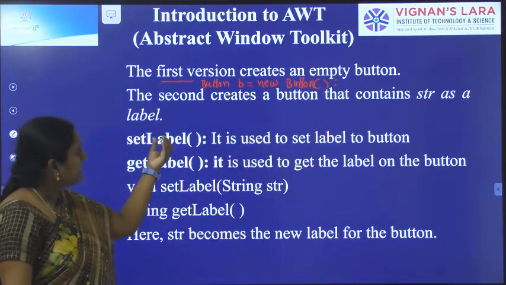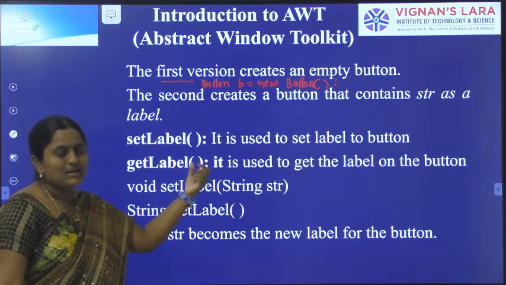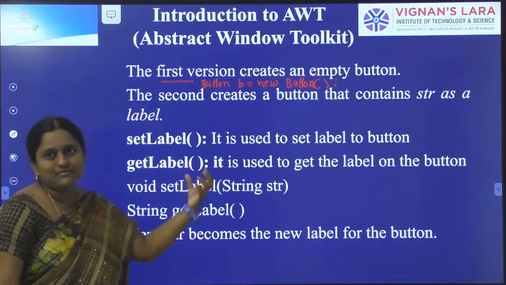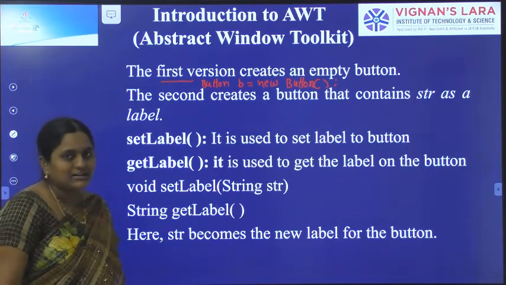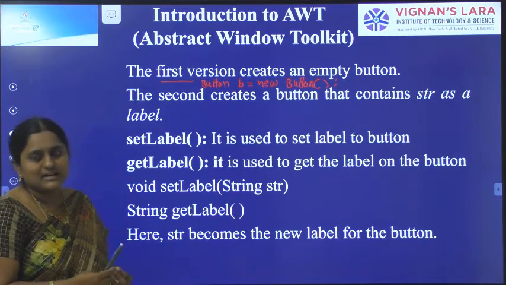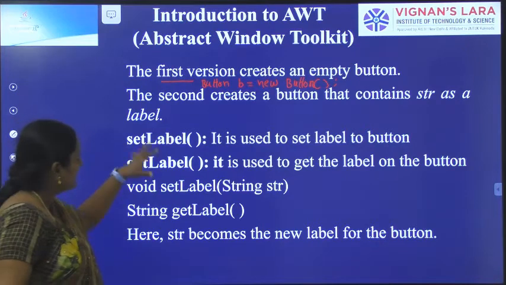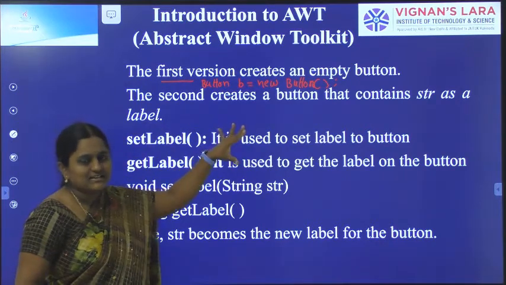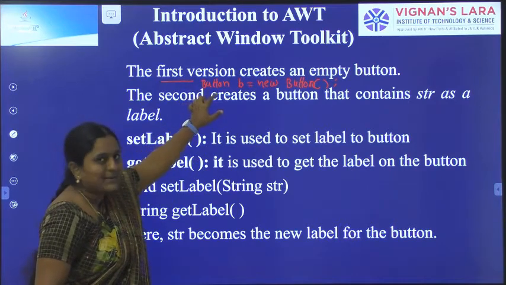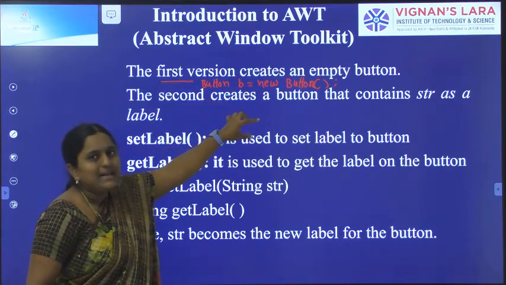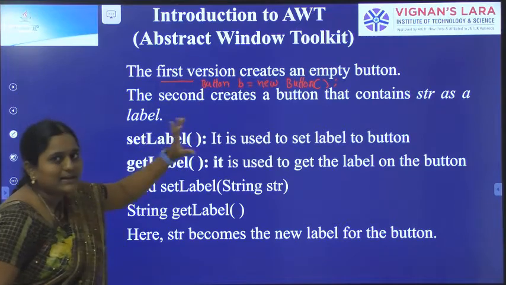So here I am creating an object of the button class. It will create a button without any name, because it is a default constructor. Default constructor means the constructor that does not accept arguments as a parameter. So the first constructor is a default constructor. Whenever I create an object with Button b = new Button(), it will create a button without any name.